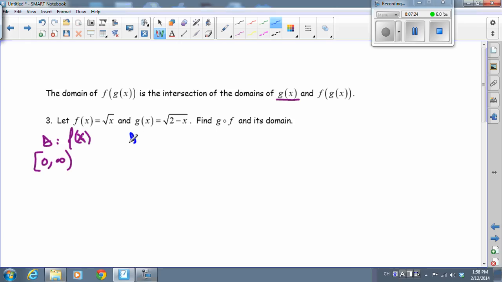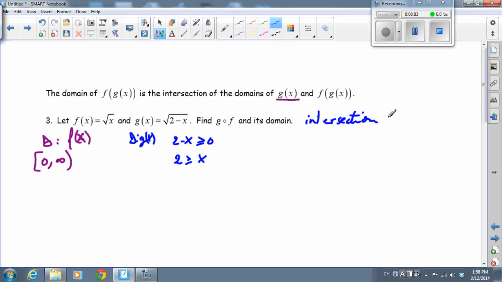Now let's find the domain of g of x. The domain of g of x would be all the values. You will start by saying 2 minus x must be greater or equal to 0. If you move the x to this side, you end up with 2 is greater or equal than x. Now that we have 2 is greater or equal than x, by the way, we're looking for f of g of x, or no, we're looking for g of f of x, so we don't really need g of x. This is intersection.